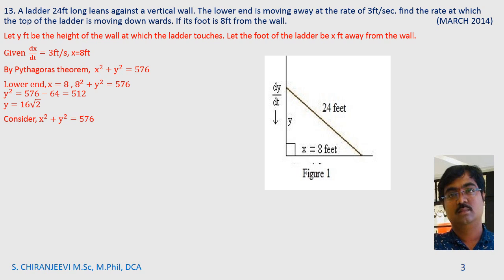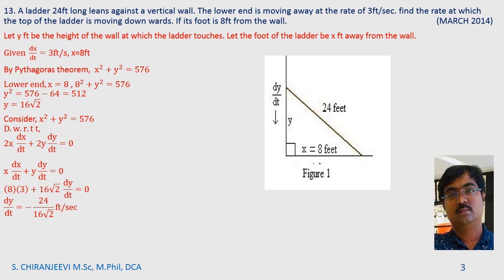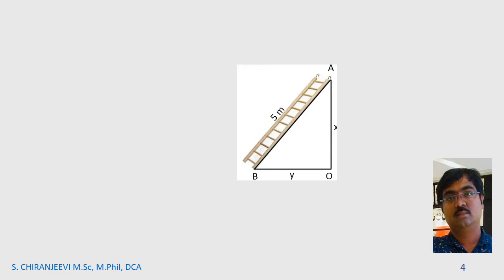Consider x square plus y square equal to 576. Differentiate with respect to t. 2x dx by dt plus 2y dy by dt equal to 0. x dx by dt plus y dy by dt equal to 0. Now substituting the values of x, dx by dt and y, 8 into 3 plus 16 root 2 dy by dt equal to 0. dy by dt equal to minus 24 divided by 16 root 2. So dy by dt equal to minus 3 by 2 root 2 feet per second. The ladder is moving downwards at the rate of 3 by 2 root 2 feet per second.